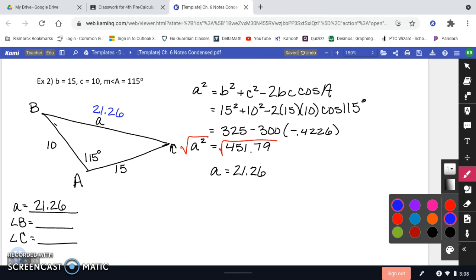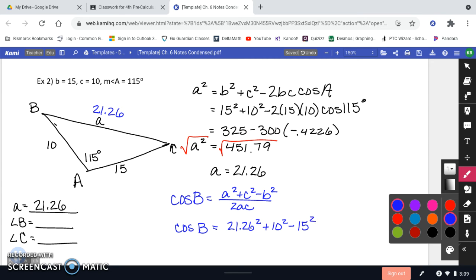Okay, so now that we have all three sides, we can now find an angle measure. So let's find angle B. Cosine of angle B is going to be A squared plus C squared minus B squared over 2AC. Again, you're just plugging in. A is 21.26, so that's going to be squared. C is 10, and we're going to subtract side B, 15, over 2 times A times C.